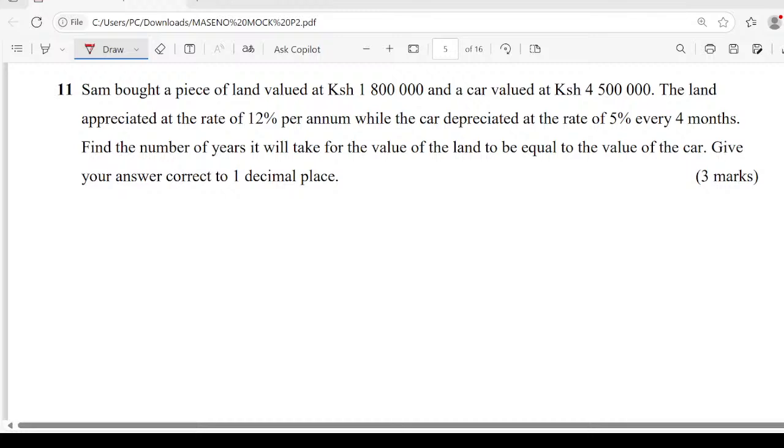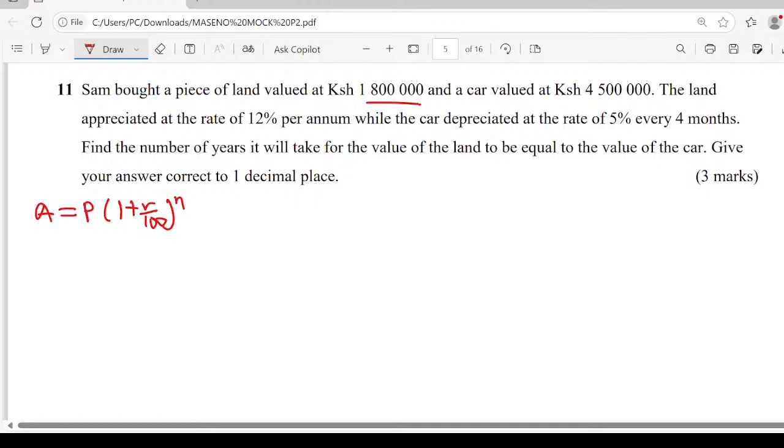Now, it's appreciation. Remember that, find the number of years it will take the value of the land to be equal to the value of the car. Remember, the land is appreciating. And if it's appreciating, remember the amount A is given by P into 1 plus R over 100 power n.